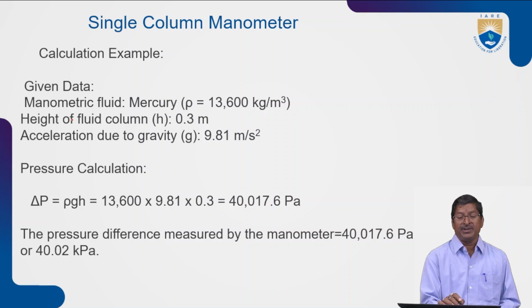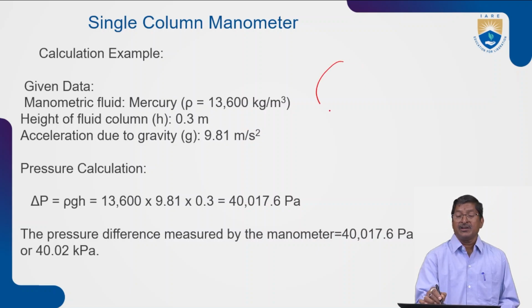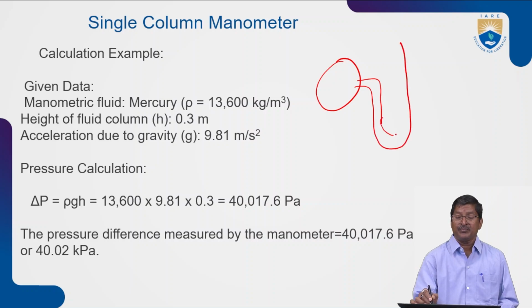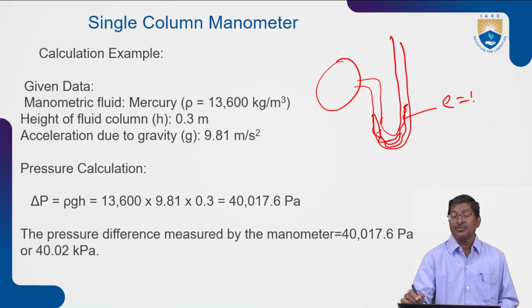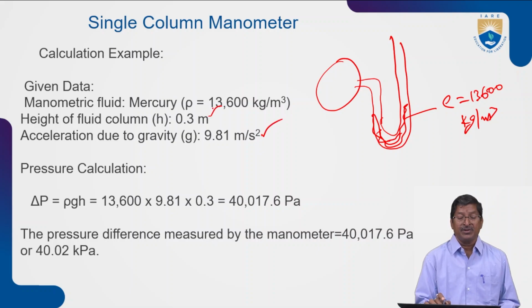Now you can solve one small problem. Here the manometric fluid density is 13,600 kg per meter cube. That means the pipe is here, the tube is given. What is the fluid here? Rho is equal to 13,600 kg per meter cube. The acceleration due to gravity is 9.81. The height of the fluid column is 0.3 meters. So it will be like this. This is the difference of height of the fluid column.